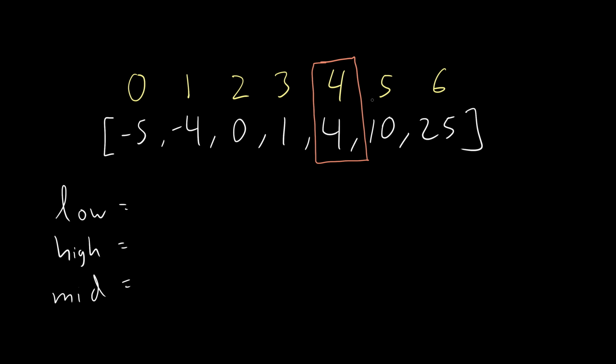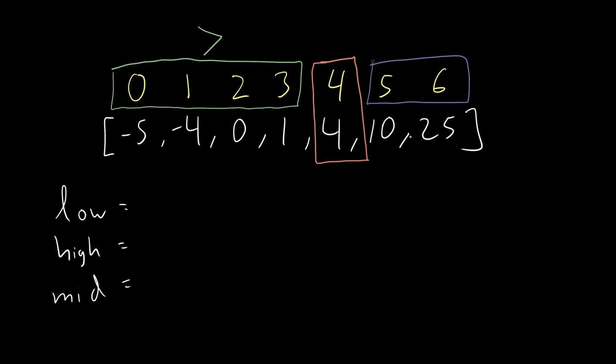The key here is to look at these values. You have to look at comparatively the index versus the value. Let me show you a little hint. You can see here all these indexes are bigger than the values, right? Every single one of them. It's true for all of them. 0 is bigger than -5, 1 is bigger than -4, 2 is bigger than 0, 3 is bigger than 1. And on this side, all of these indexes are smaller than these values, right? That is true. 5 is smaller than 10, 6 is smaller than 25.